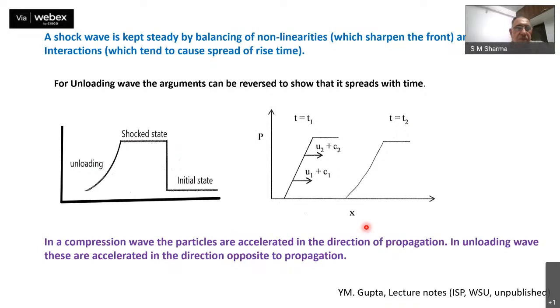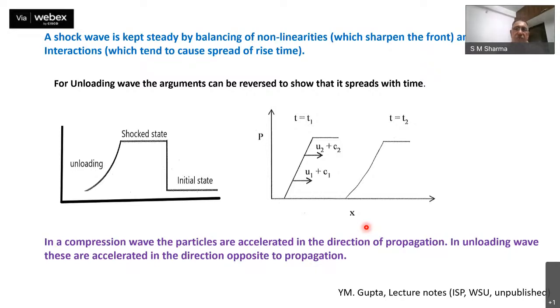Basically, a shock wave is kept steady by a balancing of non-linearities. The non-linearities sharpen the front, as we argued, because different parts of the wave move with different speeds till it sharpens. And at the other end are diffusion interactions. We said that the sharpness cannot be allowed to become infinite. So thermal conduction across the interface, or generation of defects, or effectively viscous drag or viscous forces, act at the other end. So there is a competition of these two, and that is what keeps a shock wave as a steady wave so long as they balance each other.